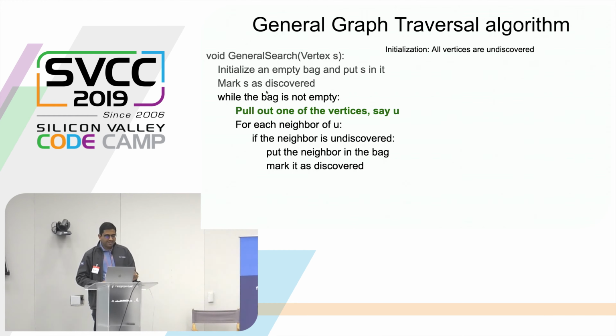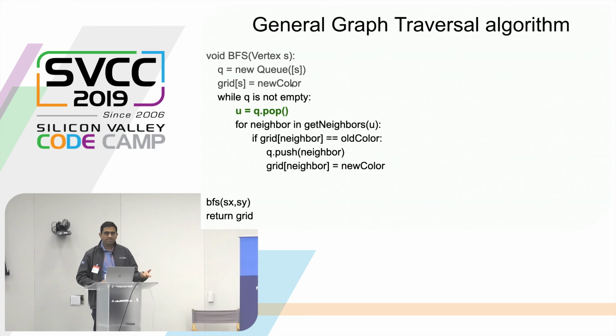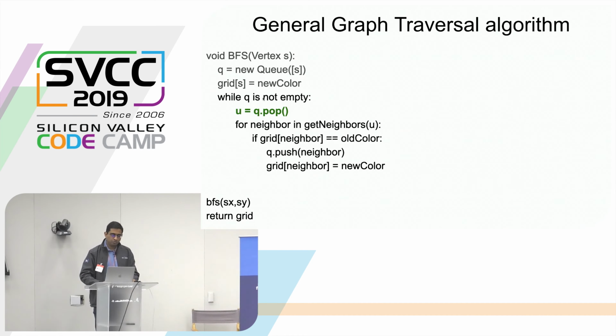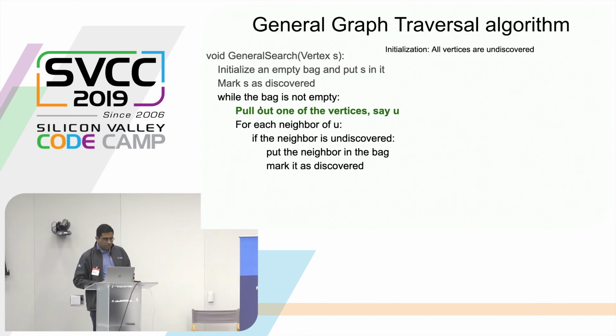Instead of marking the source vertex as discovered, we paint it green. We paint it with the new color. That is our way of saying that this vertex is discovered. While the bag is not empty, or while the queue is not empty, we are going to pull out one of the vertices. Let's say that vertex is U.